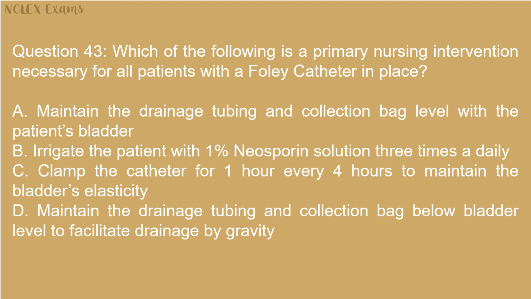Question 43. Which of the following is a primary nursing intervention necessary for all patients with a Foley catheter in place? A. Maintain the drainage tubing and collection bag level with the patient's bladder. B. Irrigate the patient with 1% neosporin solution 3 times a day. C. Clamp the catheter for 1 hour every 4 hours to maintain the bladder's elasticity. D. Maintain the drainage tubing and collection bag below bladder level to facilitate drainage by gravity.